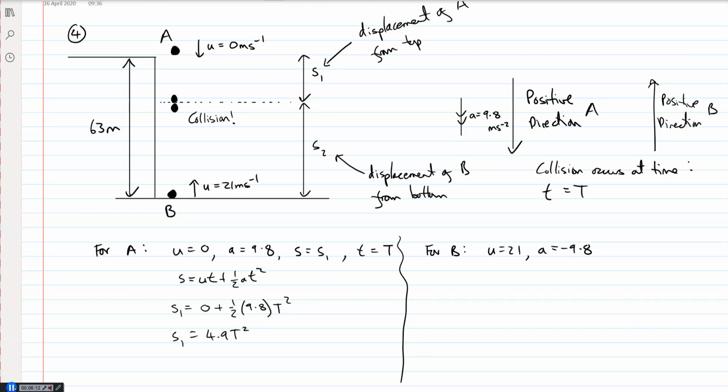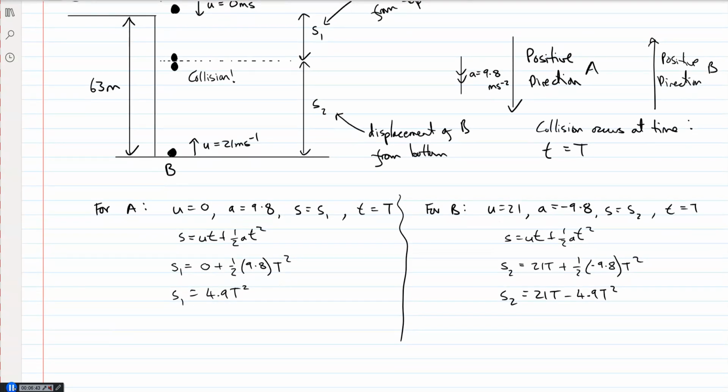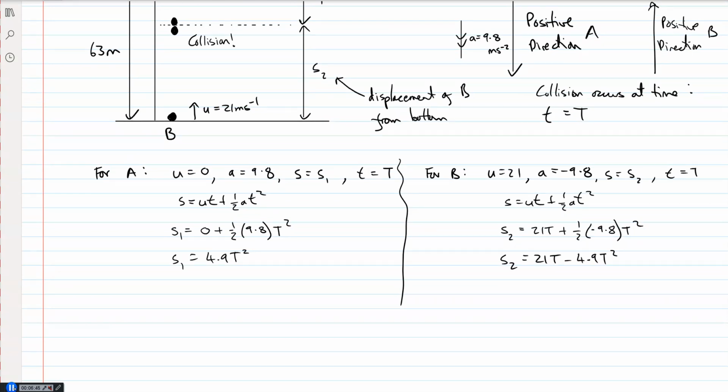so it'll be minus 9.8. S is going to be the displacement, which is S2, and we know we're looking for the time when they collide, and we've called that capital T. So in a similar way, using the same formula, we can sub in, so we'll get S2 is ut, this time it's 21 capital T, plus a half times minus 9.8 capital T squared, and then if we just tidy this up, we get 21T minus 4.9 T squared.